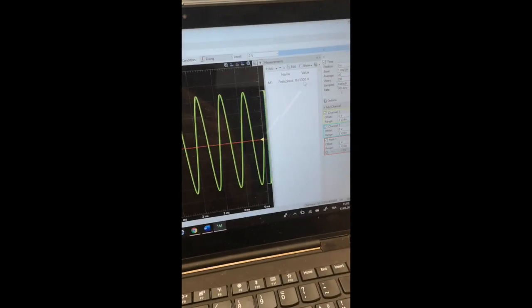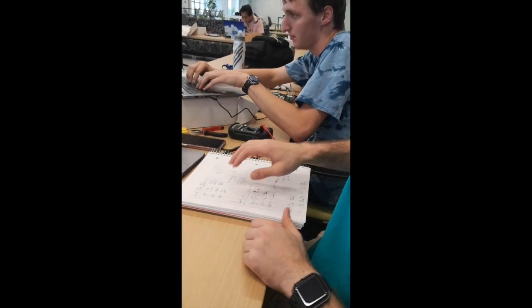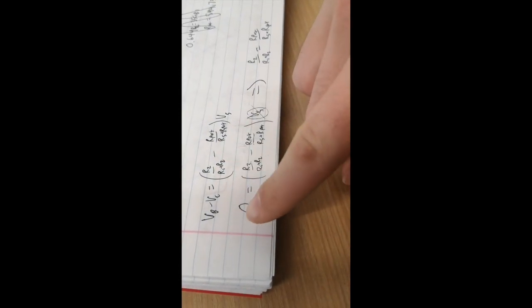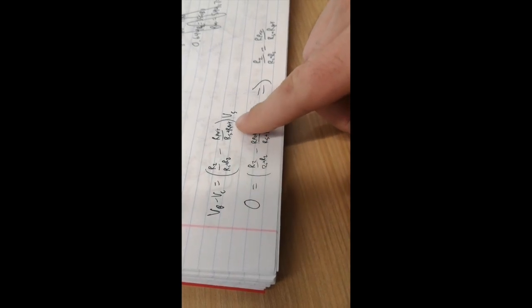And now I will explain exactly why we need to find the minimal value. So you can see here, the difference is equal to this expression here, which we derived in class. Ideally, we want this difference to be 0. So then when you divide both sides by Vs, Vs goes away, and you're left with this expression here.